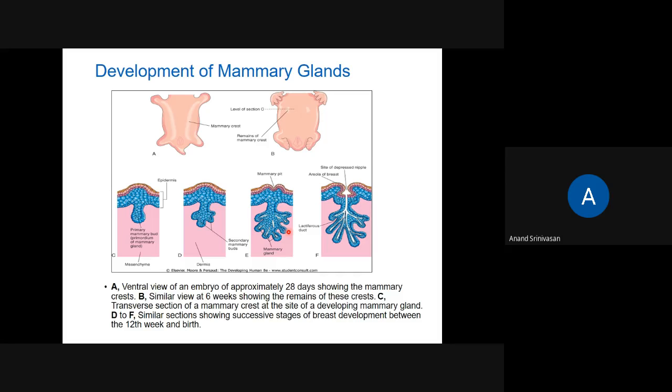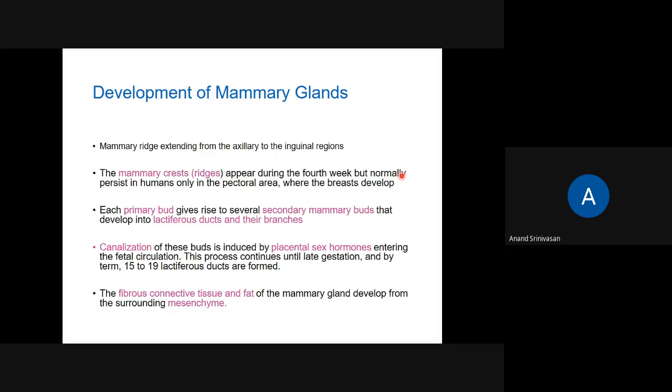This is because of FSH and LH. What is FSH? Follicle stimulating hormone, luteinizing hormone, estrogens, and progesterone. Those hormones help in the development of the breast in females. Here also, I have explained the same thing.